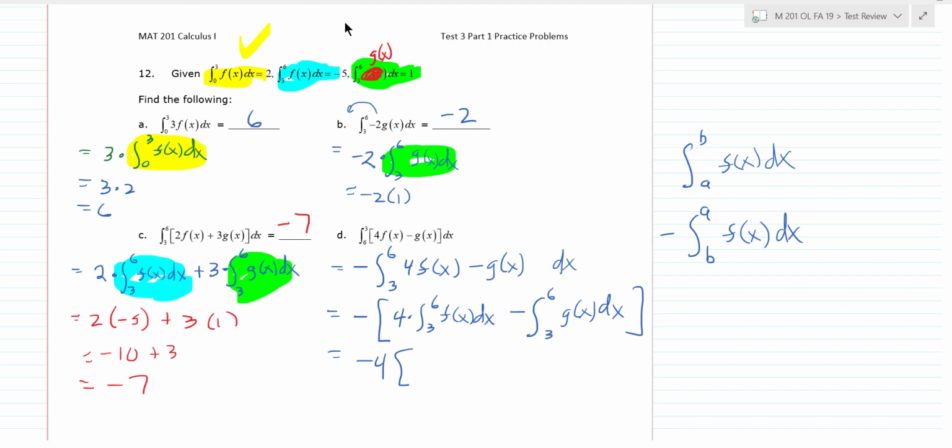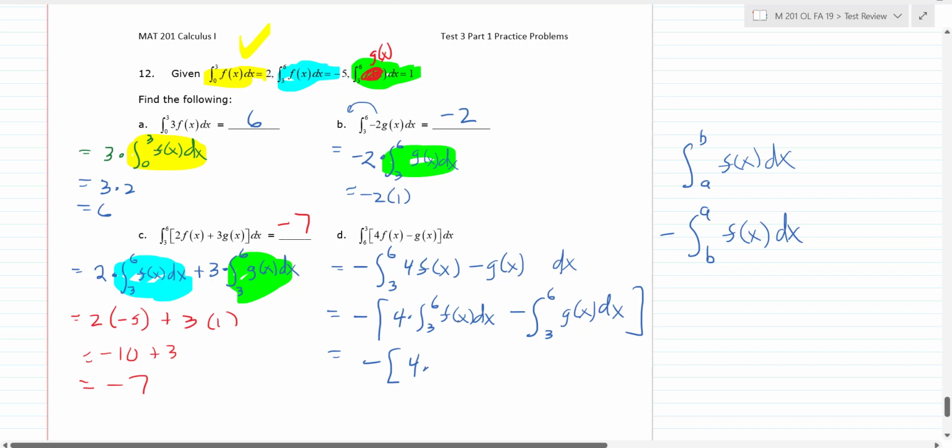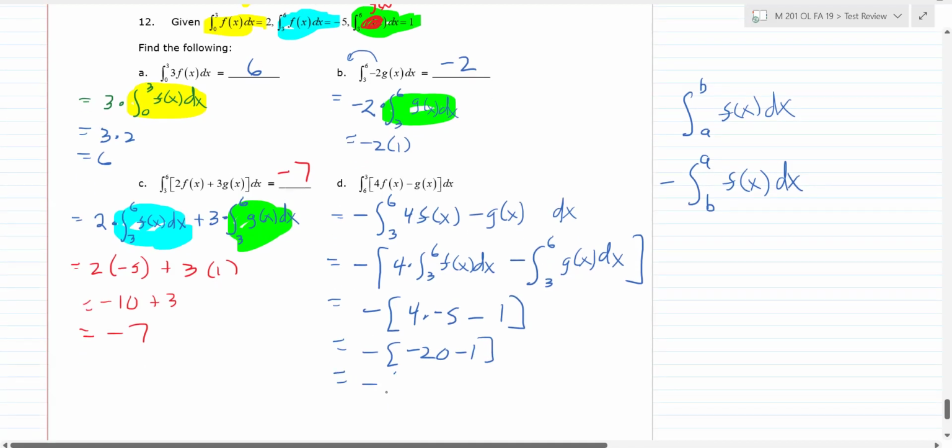So let's see what we have then. I've got the negative here. 4 times the integral of f of x dx was given as negative 5. The integral of g of x dx was given as 1. So we work this out. We'd have negative 20 minus 1, so that is negative 21. So that answer is 21. That's how that goes. That one's got one extra little twist in it.